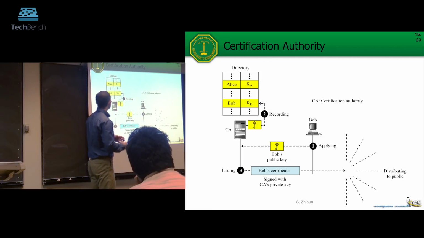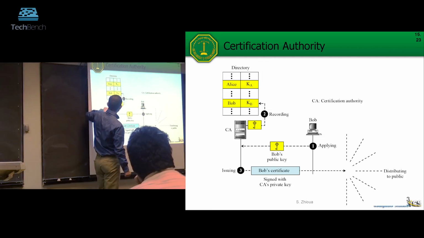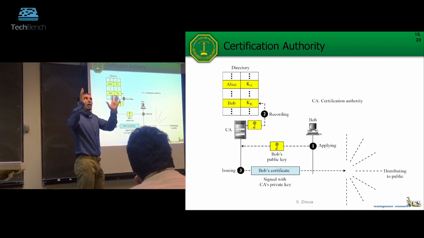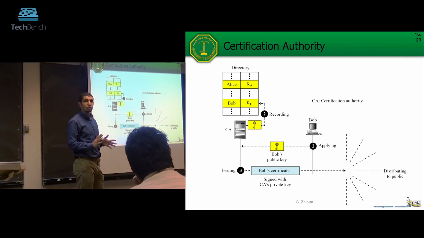Okay. So there will be what we call a CA, certification authority, which is a kind of trusted entity in the system. It is trusted. Okay.